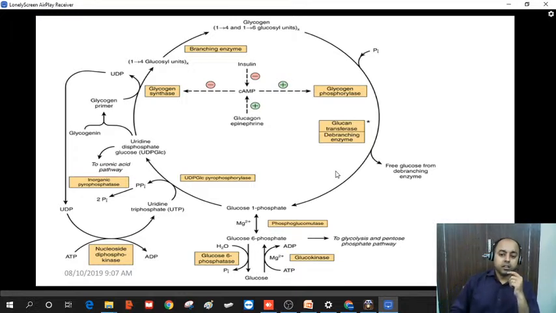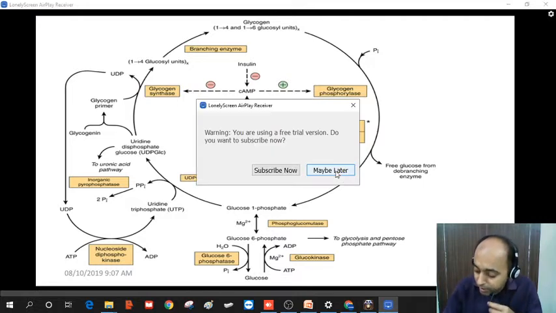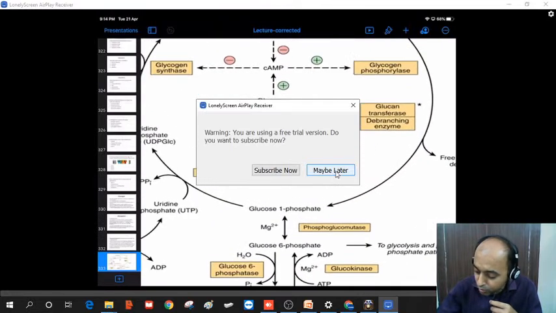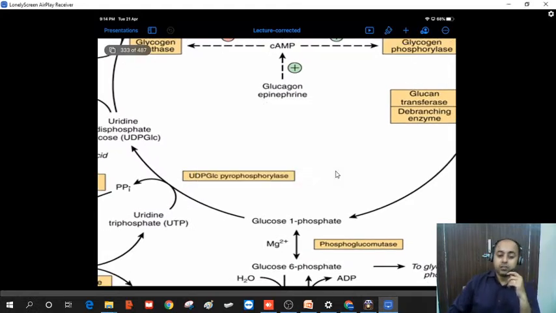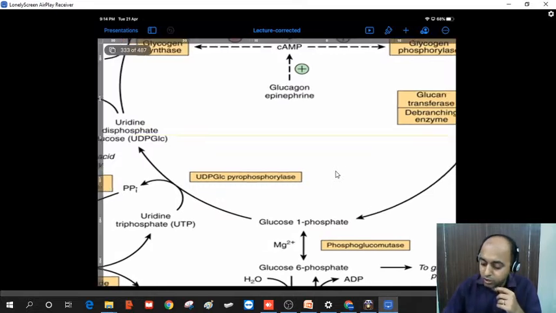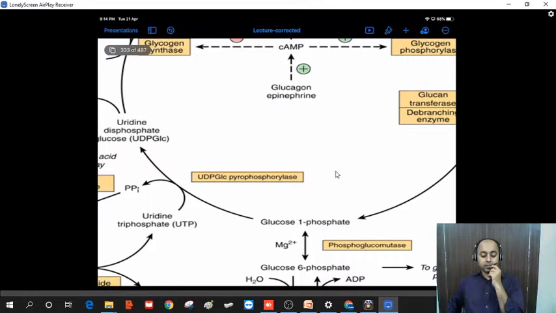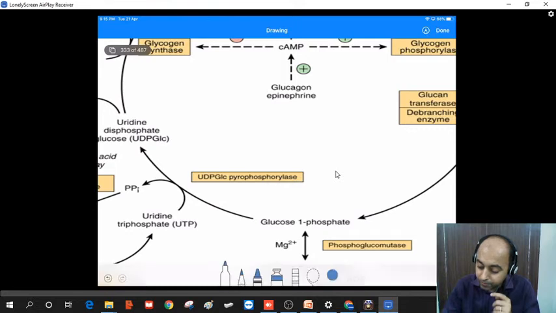Okay, this is the whole diagram that we have already drawn. Here you will be able to see some extra enzymes which I had not mentioned previously. These are not required, but if you want you can note them down. The enzyme converting the UTP to UDP glucose is the UDP glucose pyrophosphorylase. Okay, that is one.